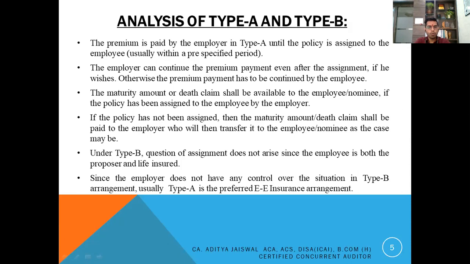Under type B, the question of assignment does not arise, since the employee is both the proposer and the life insured. Since the employer does not have any control over the situation in the type B arrangement, usually type A is preferred. Practically, type A is the most common form of EE insurance arrangement, because the employer does not want to lose control over the policy of its employees. So they prefer type A.